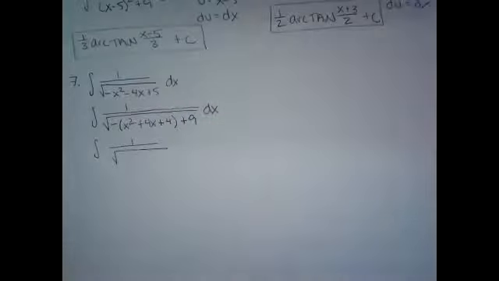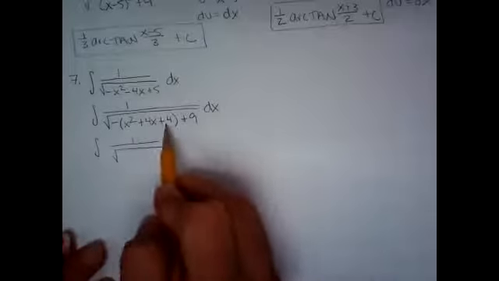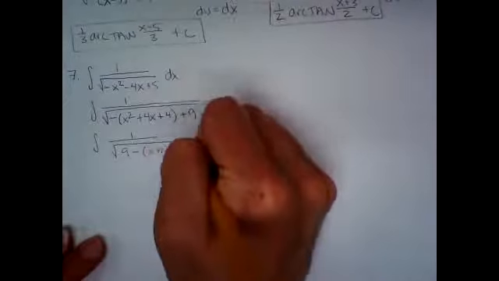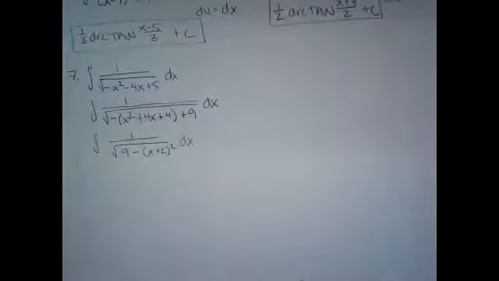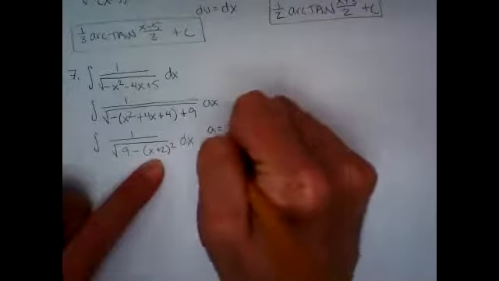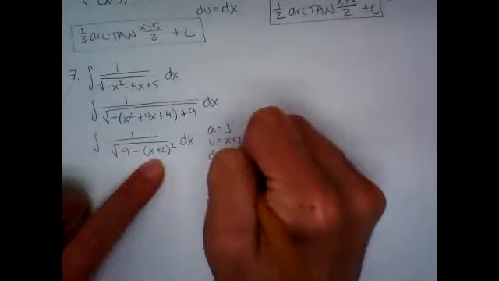Now I'm also going to write this the other way around so it follows the pattern. I'm going to write it as 9 minus the rest of this. So it'll be 9 minus what squared? What will go in the blank there? X plus 2, sweet. All right, so is it arcsine, arctangent, or arcsecant? It is arcsine. So you have to rearrange it to get it to look like the pattern. A is 3, U is X plus 2, and so du is just dx.